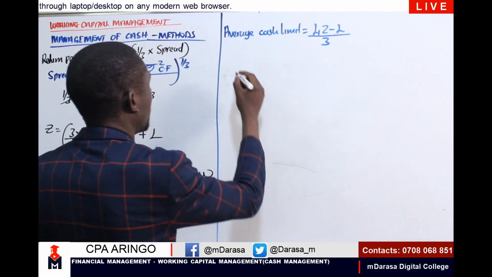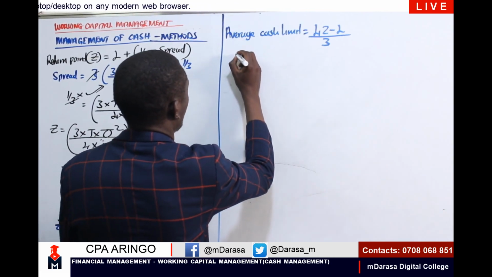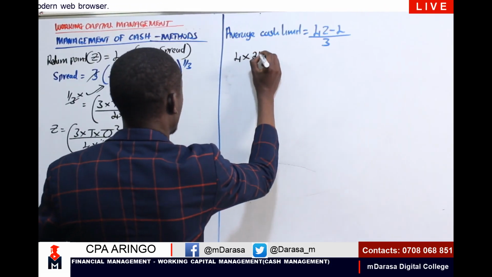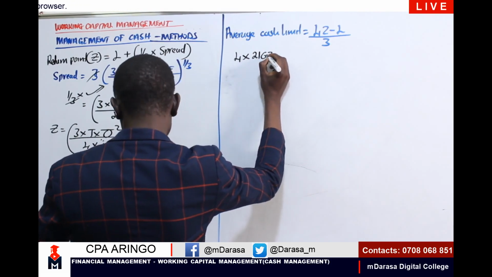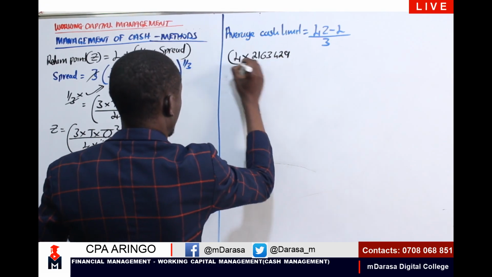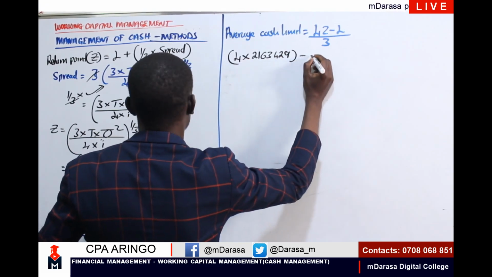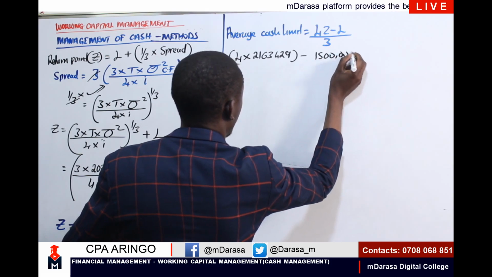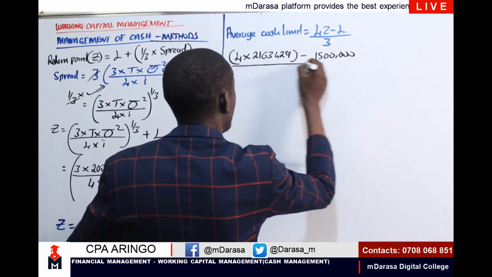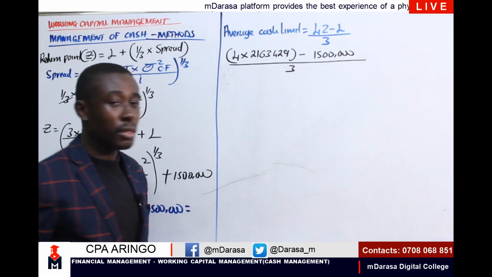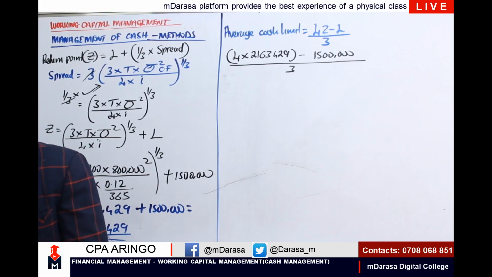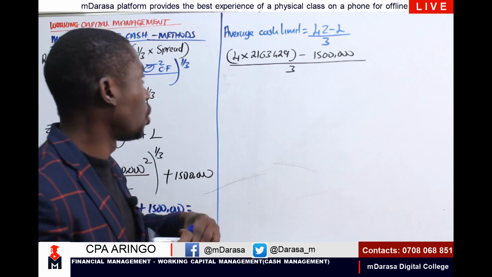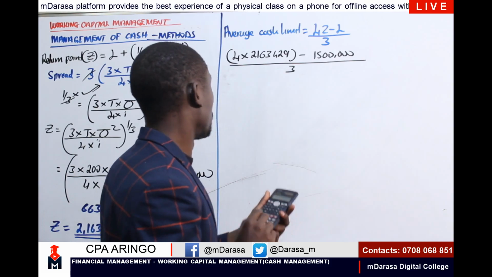So in this case, my average cash limit will be 4 times Z. Our Z we've already computed, which is 2,163,429, minus our lower cash limit, which is 1.5. Of course, in this case, you're going to divide by 3. Kindly give me the solution to that quickly. So you can agree and see that that should give us, of course, 4.